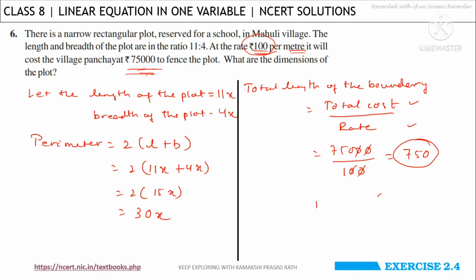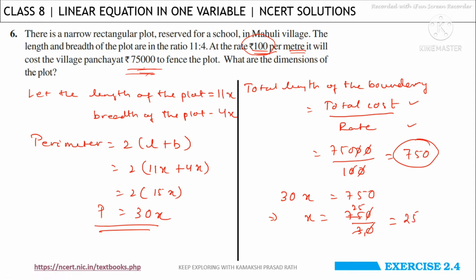Now using our variables, 11x and 4x, we have got a perimeter, and this perimeter is the same as this one. So we can say 30x equals 750, which implies x equals 750 by 30. The 0 gets cancelled, so divided by 10. Next, 3 ones are 3, 3 twos are 6, so we get 25. So x is 25 now.